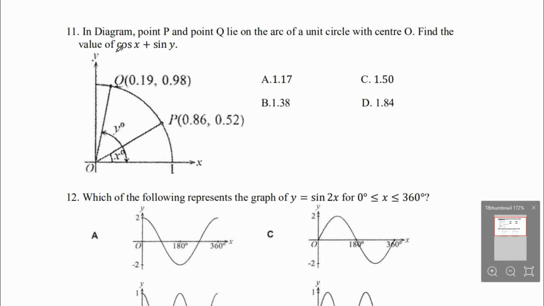So if we are looking for cosine, then we just look for the x coordinate. So x is here. Okay, x coordinate 0.86. So this is equals to 0.86. Sine y, y degree is here. For sine, we just look for the y coordinate. So the y coordinate is 0.89. Okay, we just add these two values together. This is equals to 1.84, B.